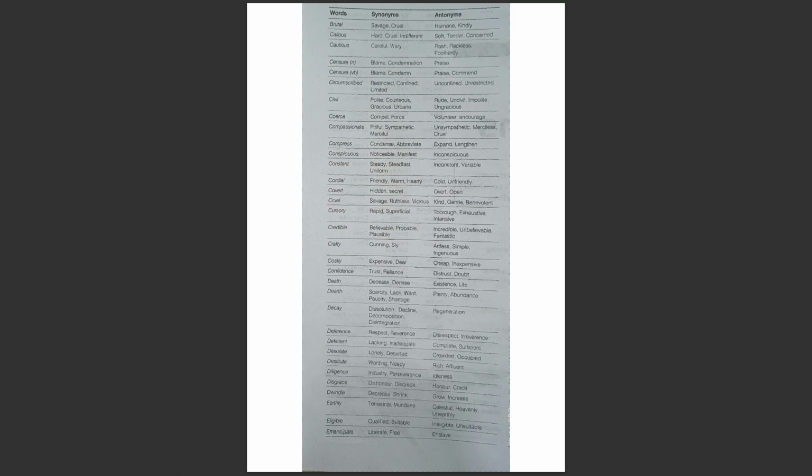Crafty means someone who is very cunning, clever, जिसको कहते हैं चालाक, चतुर चालाक. Someone who is very sly, who is cunning, clever, is known as a crafty person. Crafty person is someone जो बहुत चतुर होता है, चालाक भी होता है, और उसके दिमाग में हमेशा ना खुराफात चलती है. That is someone who is very crafty. And the antonym is artless, simple, ingenuous. Ingenuous का मतलब होता है सीधा, सरल, genuine बंदा, उसको कहते हैं ingenuous.